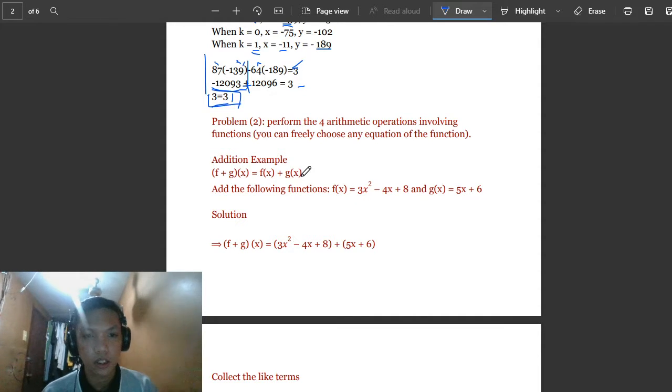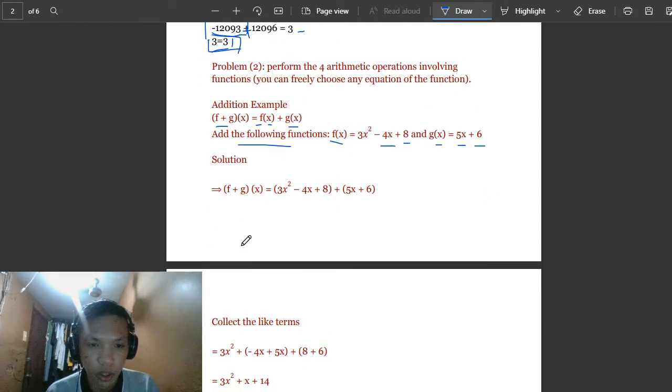Tama. So, problem 2 is to perform 4 arithmetic operations involving functions. You can freely choose any equation of the function. Addition, example: the quantity of f plus g of x is equal to f of x plus g of x. Given the following functions: f of x equals 3x squared minus 4x plus 8, and g of x is equal to 5x plus 6.